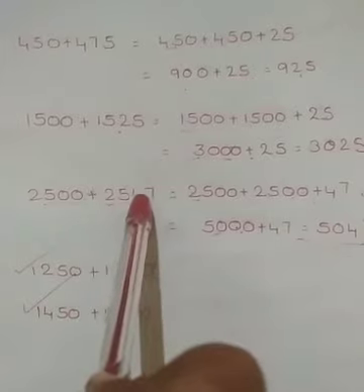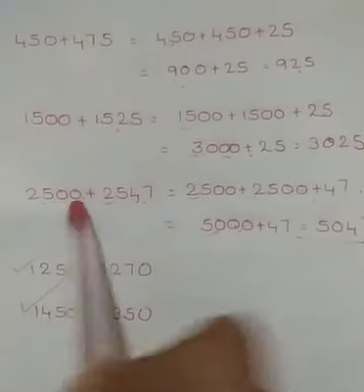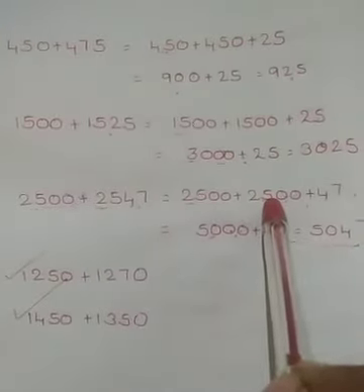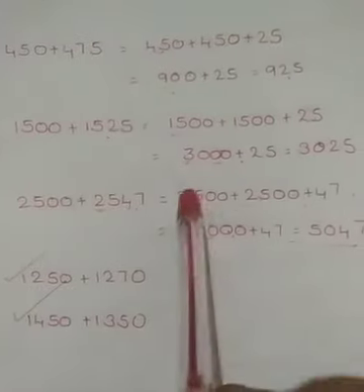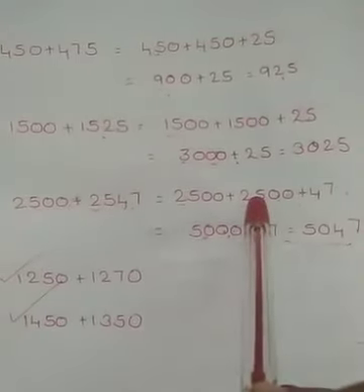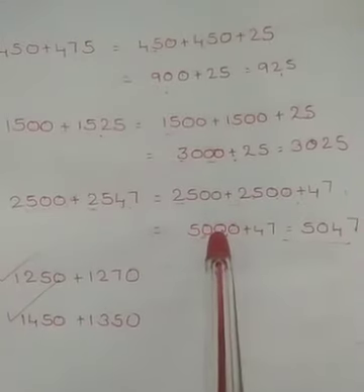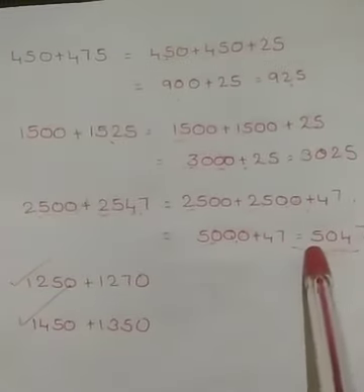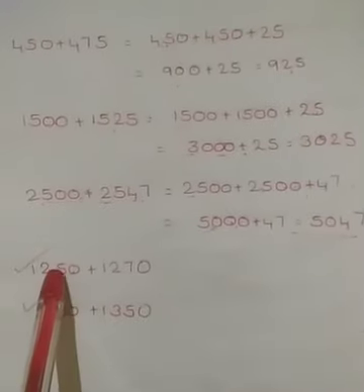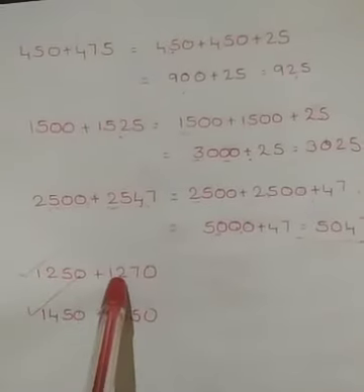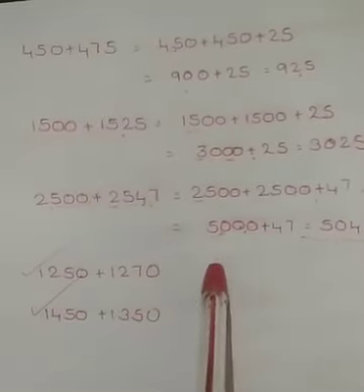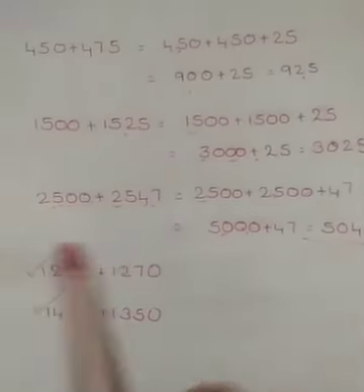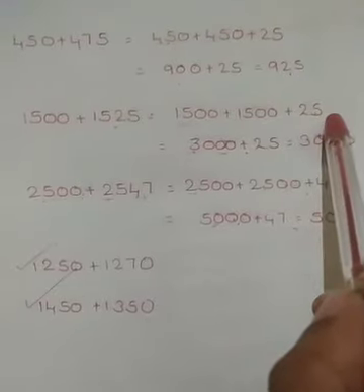Next one. 2500 plus 2547. How can we split? 2500 plus 2500 plus 47. 2500 plus 2500. 0, 0, 0. Answer is also 0. Our duty is only add 25 plus 25. What is the answer? 50. 50 and 0, 0. What is the number? 5000. Then plus 47. 5000 plus 47. 5047. The next one is 1250 plus 1270. How can we split this? Yes, 1250 plus 1250 plus 20. Okay, do these two like this as a homework.